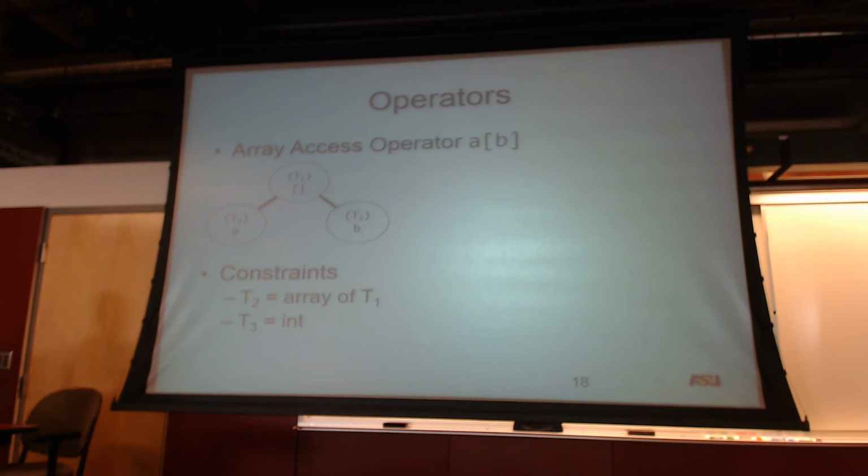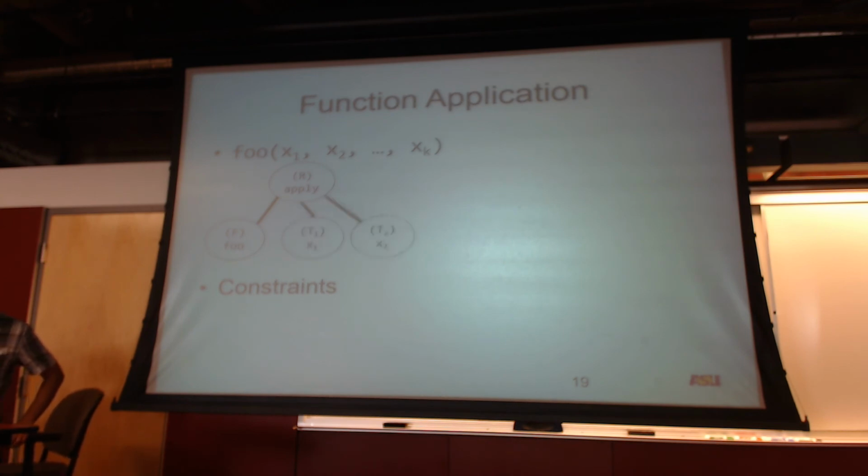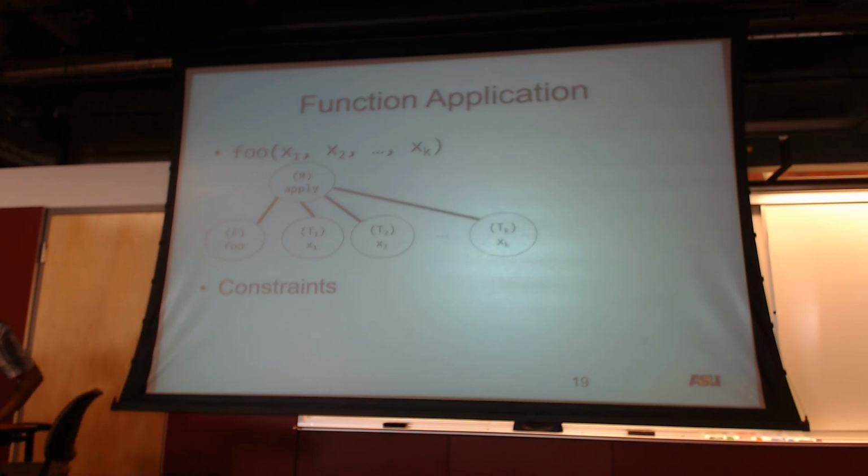Then we go on to defining functions. So how do we draw the tree for the function? In this case, if we have foo x1, x2, x3, xk, then we define a new root node. This root node is called apply. The leftmost node is foo. Then we have the arguments as the other children. So T1, x1, x2, xk.